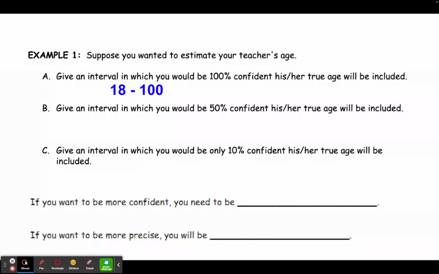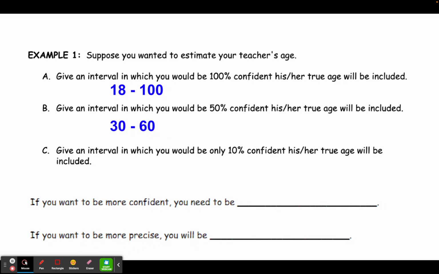So, for instance, if I asked you to give an interval in which you would be about 50% confident that his or her true age would be included, you might say something like 30 to 60. And maybe you'd be basing that on the fact that most teachers at West Ottawa are at least 30 years old because many of them anyway have at least a few years of teaching experience under their belt. But 60 seems to be sort of the top age for teachers. Some of them are a little older than 60, but many of them retire around that age. So between 30 and 60 is going to be a more narrow, more precise interval, but we're not going to be as confident.